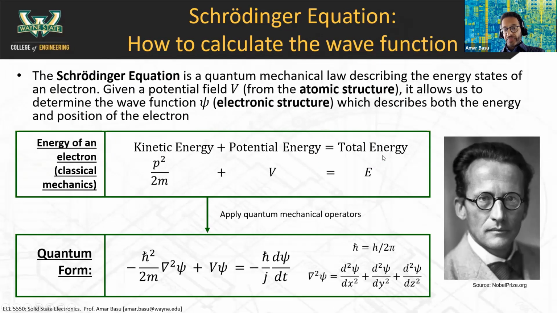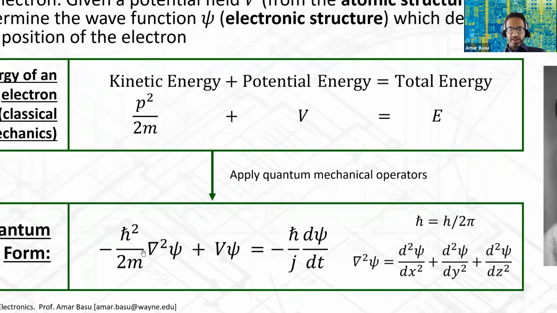Then, by applying some quantum mechanical operators and taking into account the de Broglie equation, we can come up with what's called the quantum form of this equation, where the kinetic energy, potential energy and total energy are transformed by quantum mechanical operators into a differential equation that has this psi in there. And that psi is the wave function. So let's remind ourselves what the different parts of a differential equation are. Does anyone remember what this is? Del squared.